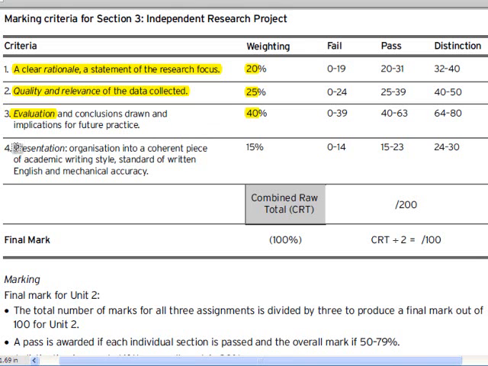And the last important criteria is presentation. You must write in a concise, coherent academic writing style, and for this you get 15%.